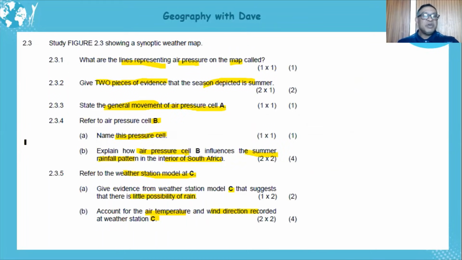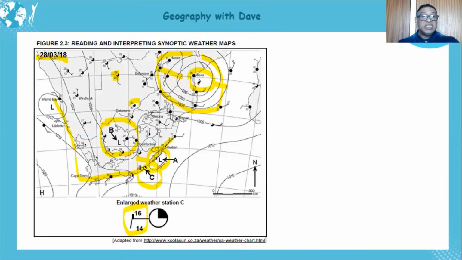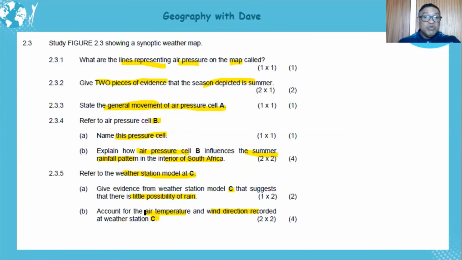Okay, and look at the question. It says, account for the air temperature and wind direction. What learners sometimes do is they give the temperature and the wind direction. If there's a temperature indicated nearby, they say, let's use an example, 29 degrees, wind speed 20 knots, whatever. The question states, account for the air temperature, not state the air temperature. You have to identify whether it's high, low, and what happens. You understand? Why does this temperature go down? Can you see the difference?